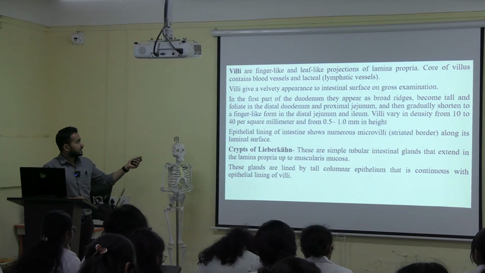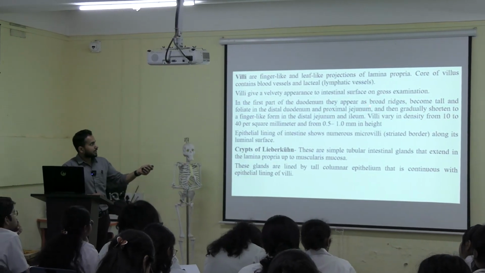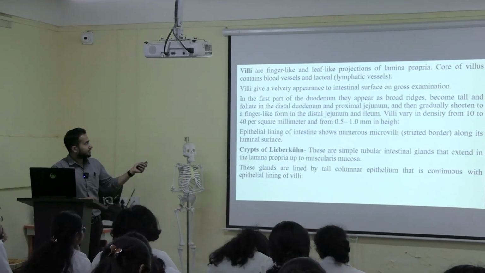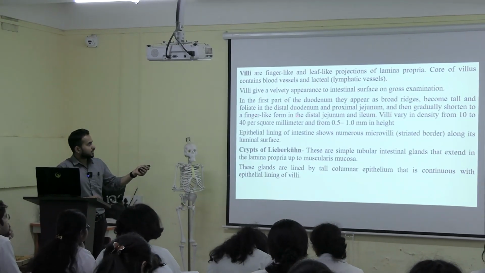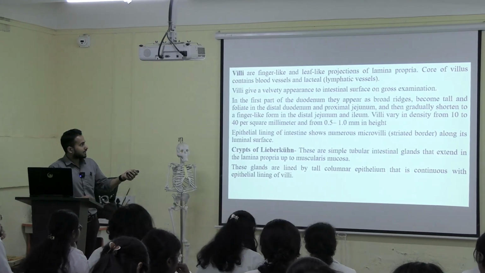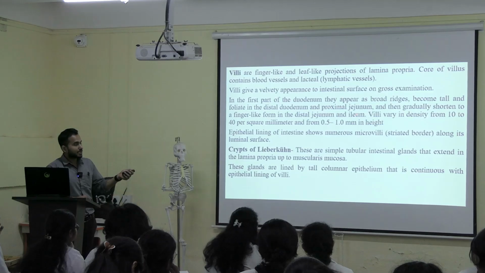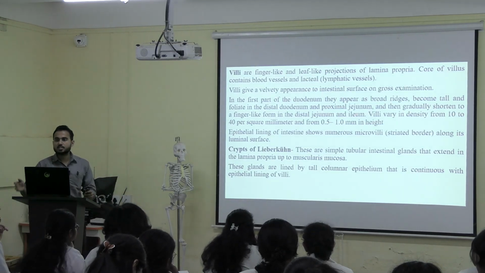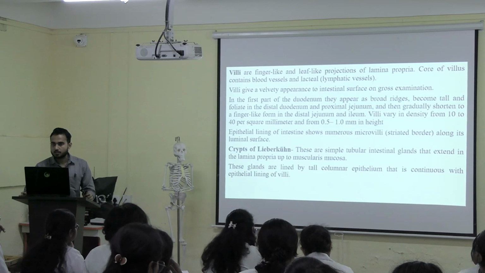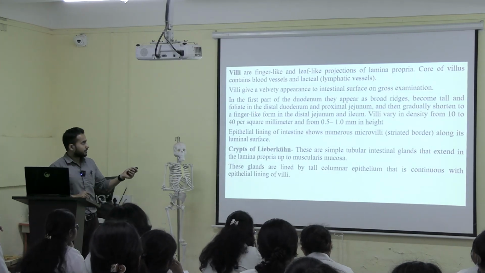Here you can see in the first part of the duodenum the villi appear as broad ridges. Gradually they become tall and foliate in the distal duodenum and proximal jejunum, and gradually the length becomes shortened to form finger-like projections in the distal jejunum and ileum. So these are the various changes in the shape of the villi. But the basic structure and function remain the same. So this is also a modification.